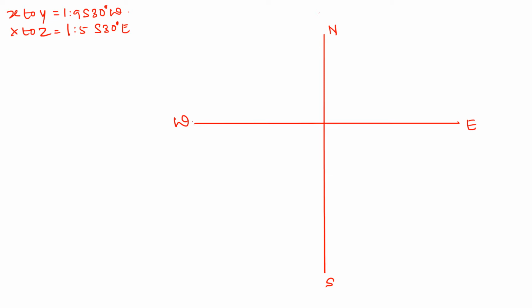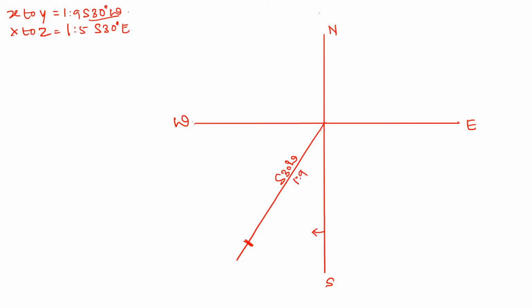So we have first south 30 degrees west. Let's plot south 30 degrees west. So I'm measuring this angle, south 30 west. This is somewhere around 30 degrees. And the amount is 1:9. So I'll write down here south 30 west and amount is 1:9.